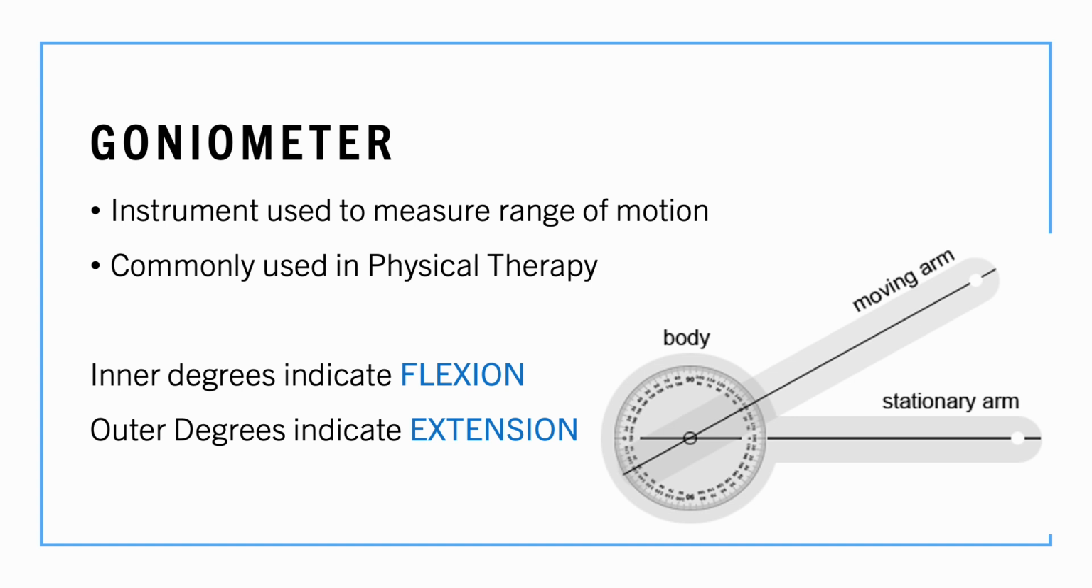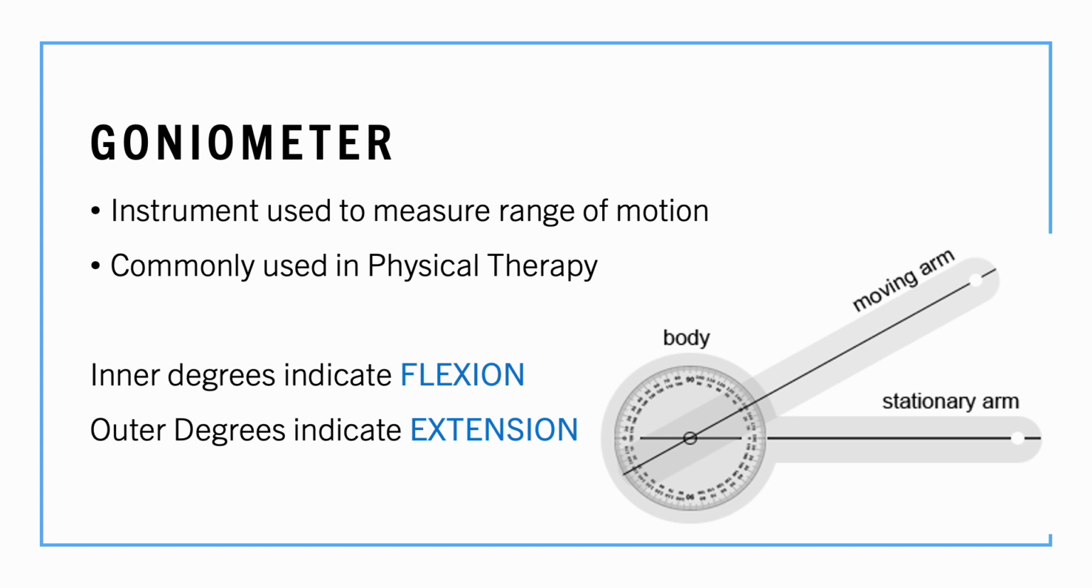The inner degrees are going to indicate the flexion, and the outer degrees are going to indicate the extension. So there's two sides, a black and a red side. The black is for larger joints, knee, elbow, and hip, and the red is for smaller joints, the ankle and wrist. So basically how it works, you're going to align the fulcrum of the device.